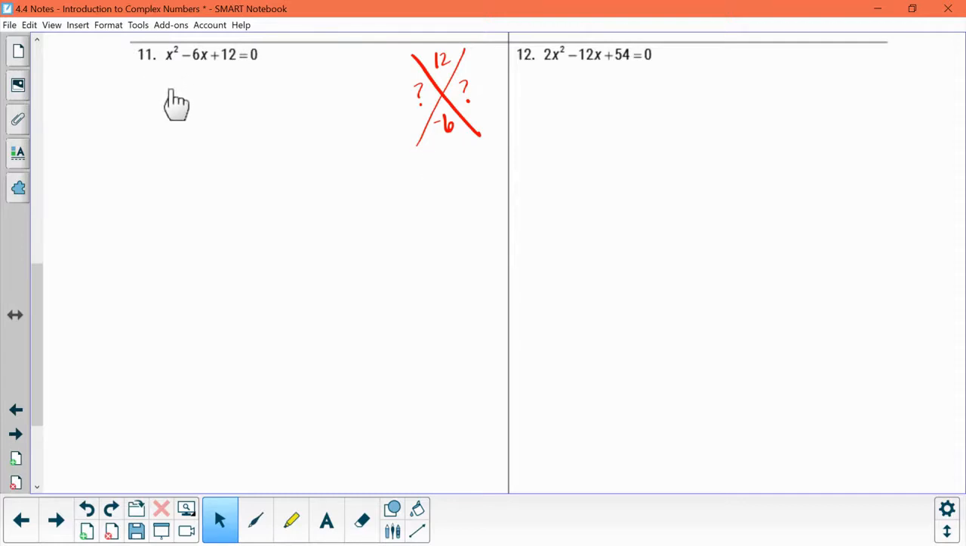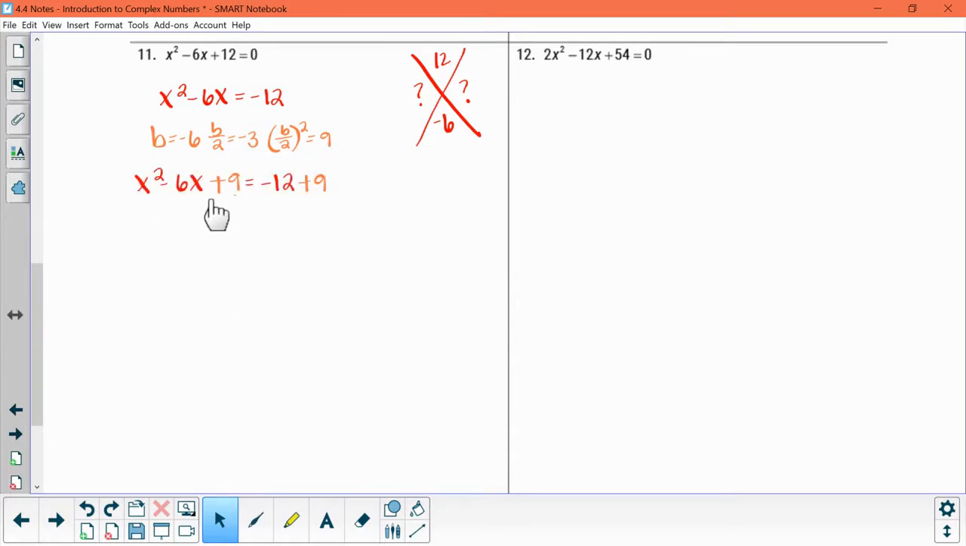So what I'm going to do is I'm going to add or subtract 12 from both sides. And then I'm going to notice that a is already 1, so I don't have to do anything to it. But I'm going to identify b as -6, b over 2 as -3, and (b over 2) squared as 9. So I'm going to take 9 and add it to both sides of my equation.